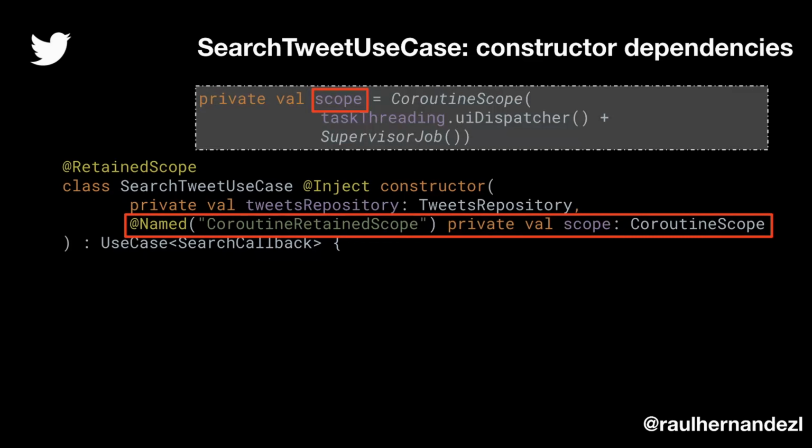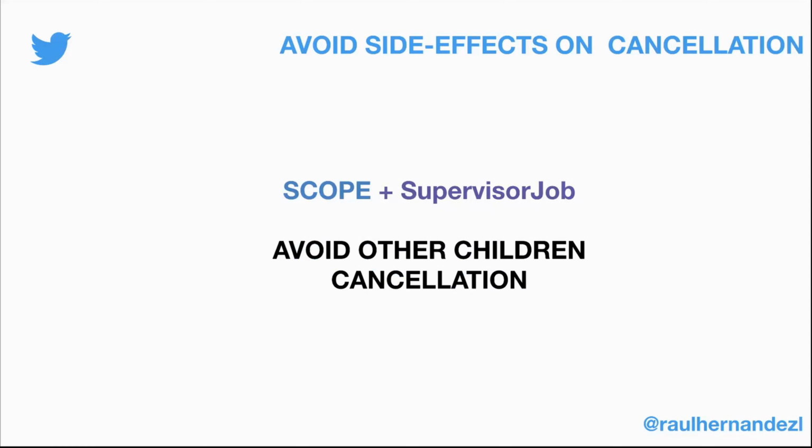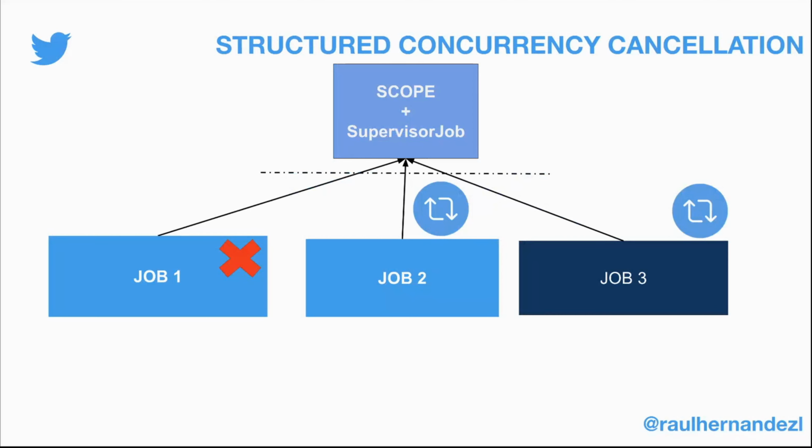And let's see super quickly what we have for that. Basically to avoid side effects on cancellation. That's my use case. So basically the scope plus a supervisor job is going to make sure that we are avoiding other children's cancellation when there is a problem. And if we see this in a diagram, it's as simple as if we cancel job 1, or basically there is an exception thrown in job 1 because something happened in the network, then maybe we don't want to cancel job 2 and 3.